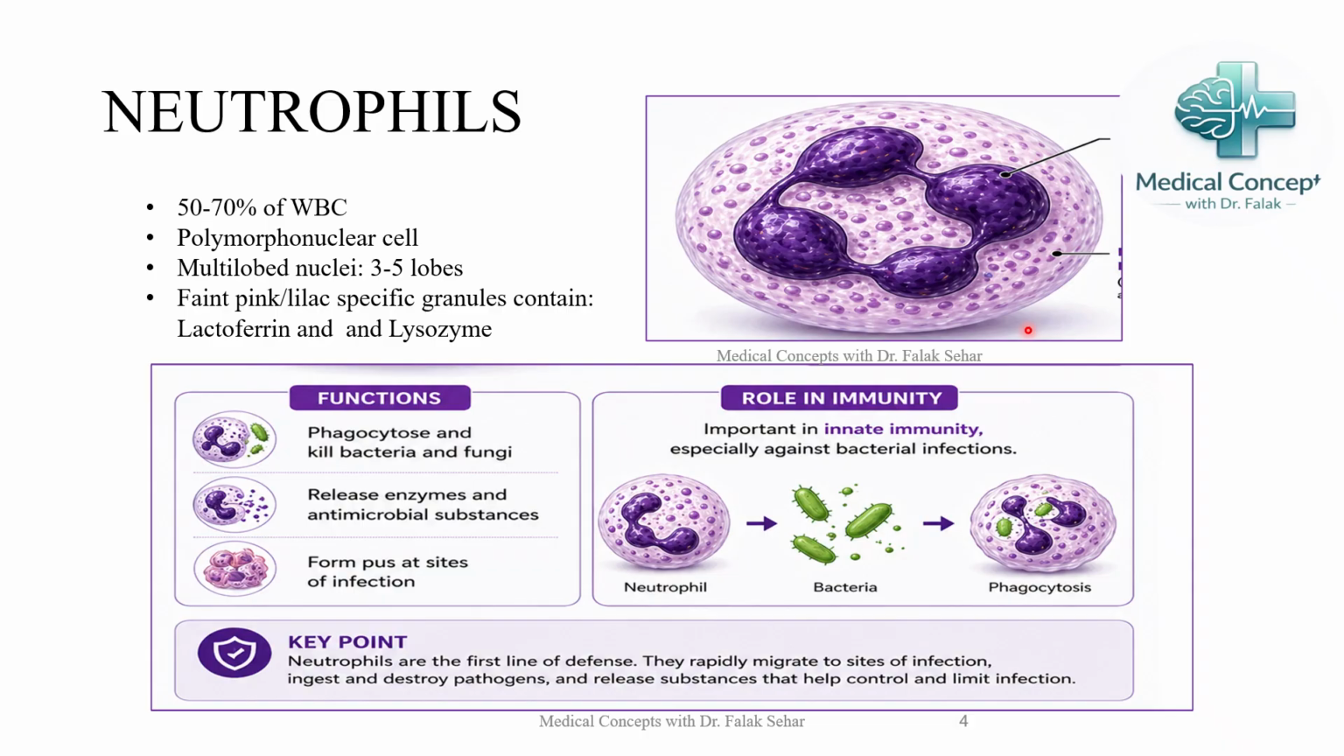Their cytoplasm contains faint secondary specific granules with antimicrobial substances like lactoferrin and lysozyme. Functionally, neutrophils act in the process of phagocytosis, and they are responsible for killing bacteria and fungi. They release enzymes and antimicrobial substances, and they contribute to pus formation at the site of infection. They play a major role in innate immunity, especially against bacterial infection, and they act as a first line of cellular defense.